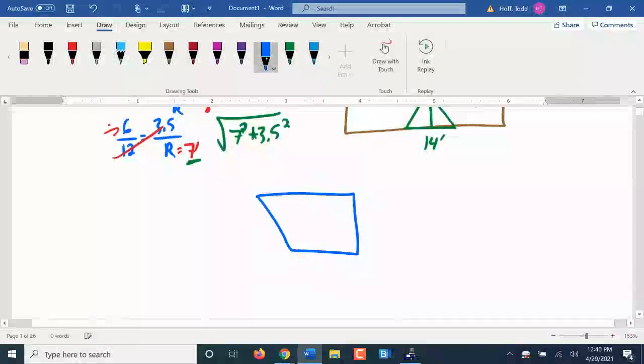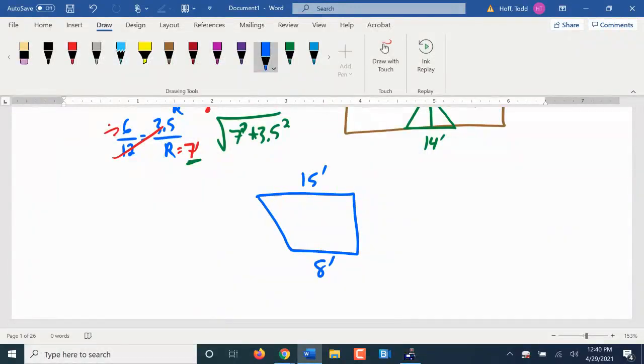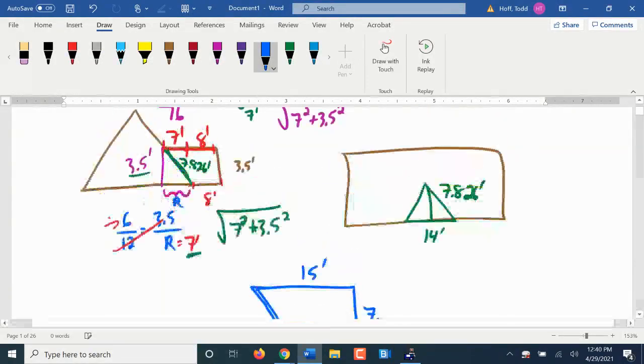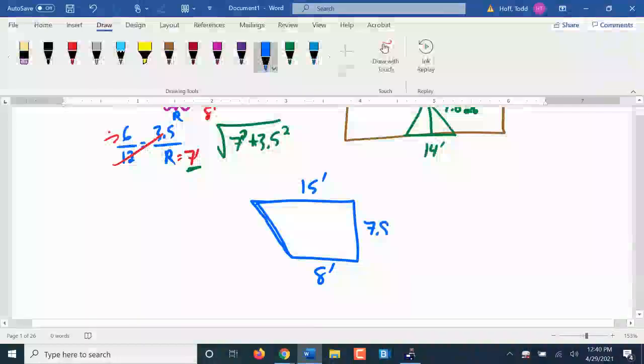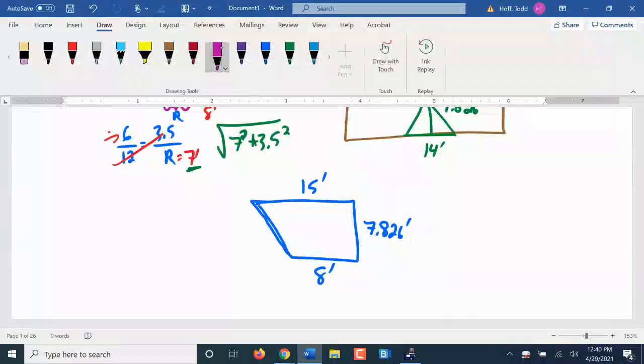So we have a trapezoid here. This we found to be 15 feet long up there. This is 8 feet long down here, what was given for our dormer. And this slope here is 7.826 feet. So the area of a trapezoid is the average of the bases, so 15 plus 8 divided by 2, times that height, times the 7.826 feet.